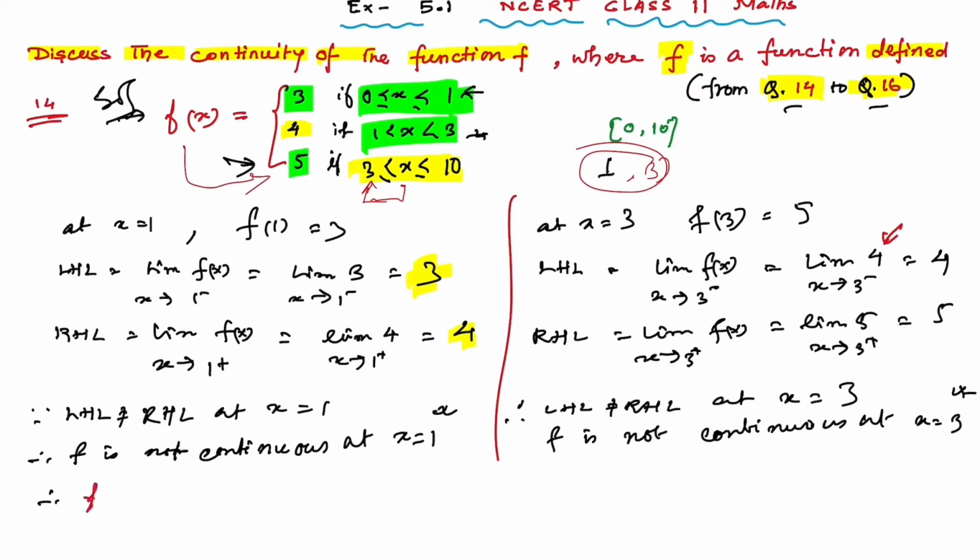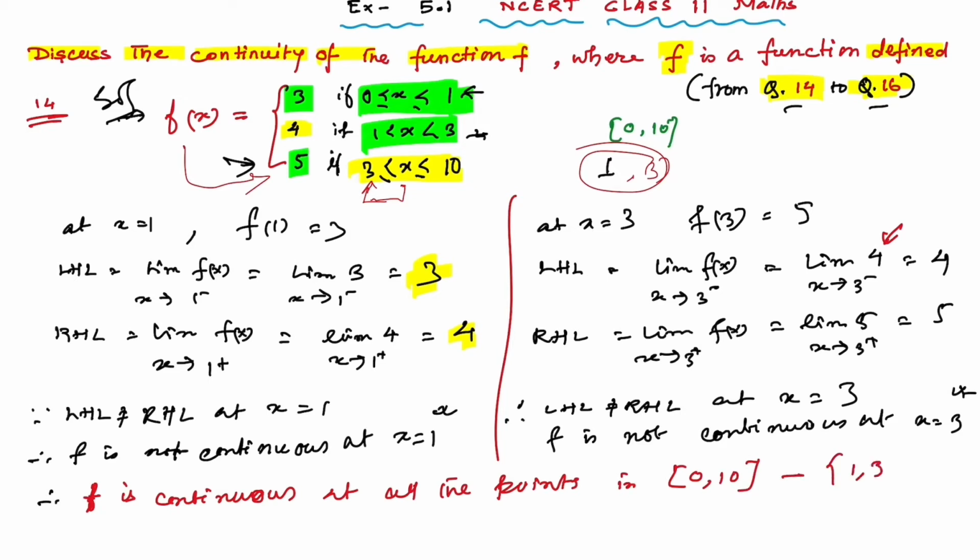Therefore, you can write: f is continuous at all the points in its domain. What was the domain? The closed interval 0 to 10, other than the points 1 and 3. So these two points should be excluded. That is how we can write it.